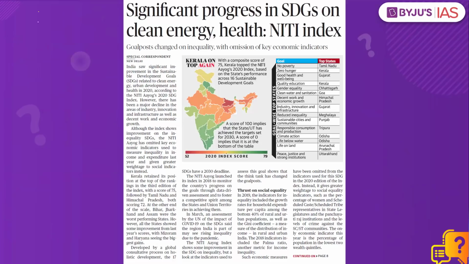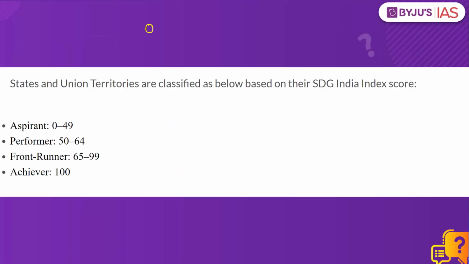What is the context? This is today's The Hindu newspaper. Significant progress in SDGs on clean energy and health, says the Niti Aayog's index. And Kerala is once again on the top. The score ranges between 0 to 100. A state or a union territory scoring 0 to 49 comes under the category aspirant.